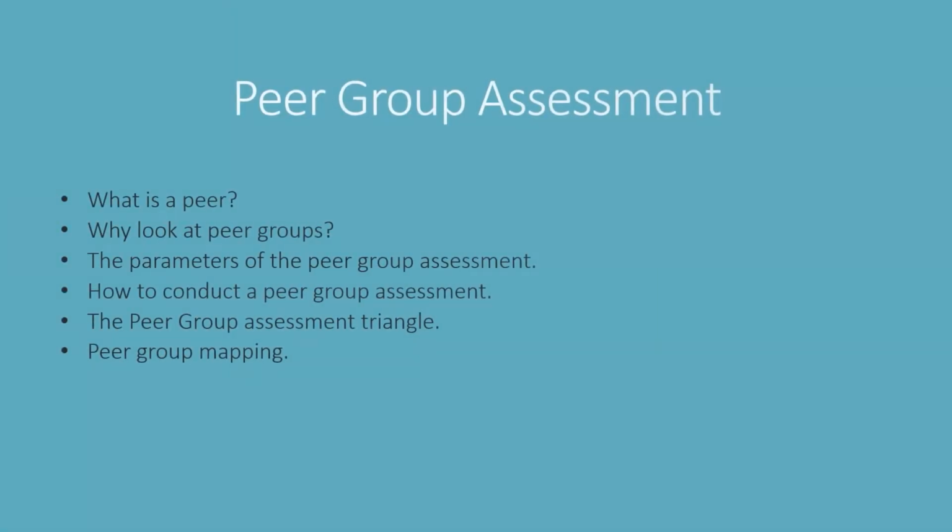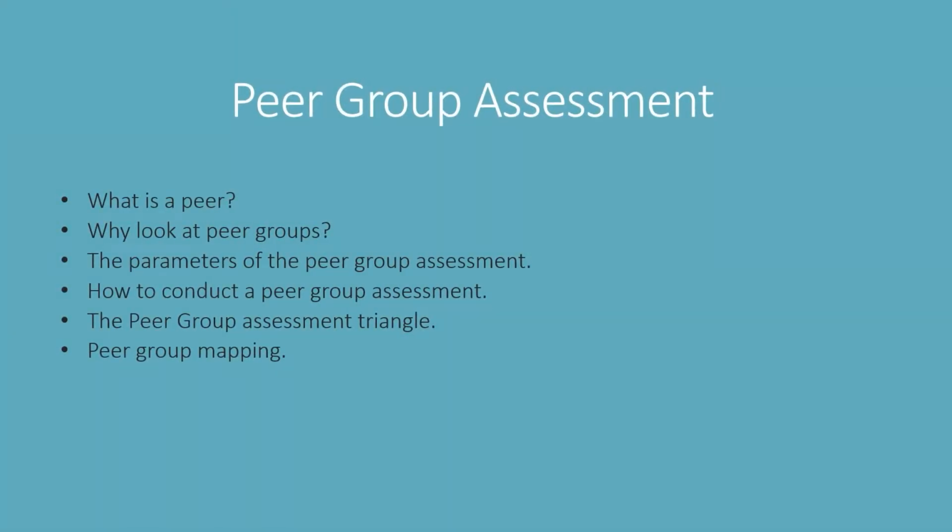During this webinar, we will look at the definition of a peer according to contextual safeguarding, why this approach recommends looking at peers and peer groups, and the parameters of the peer group assessment. We will also look at how to conduct contextual safeguarding peer group assessments, and finally how to conduct peer group mapping.